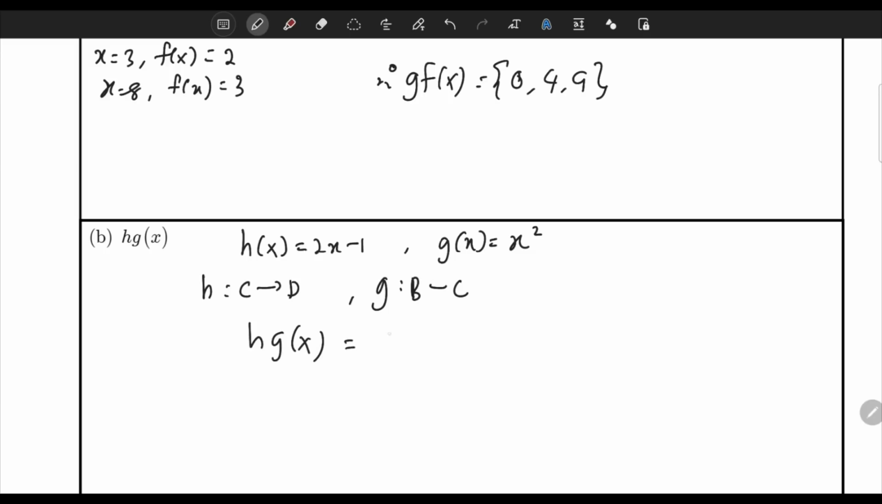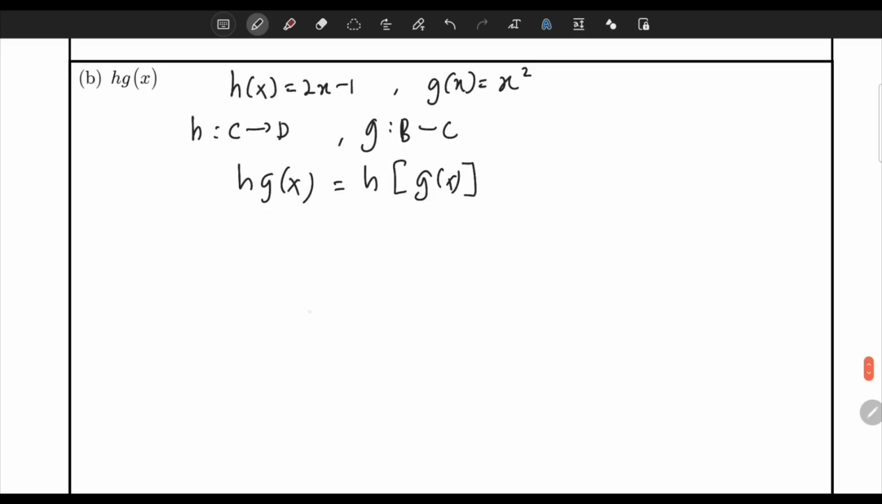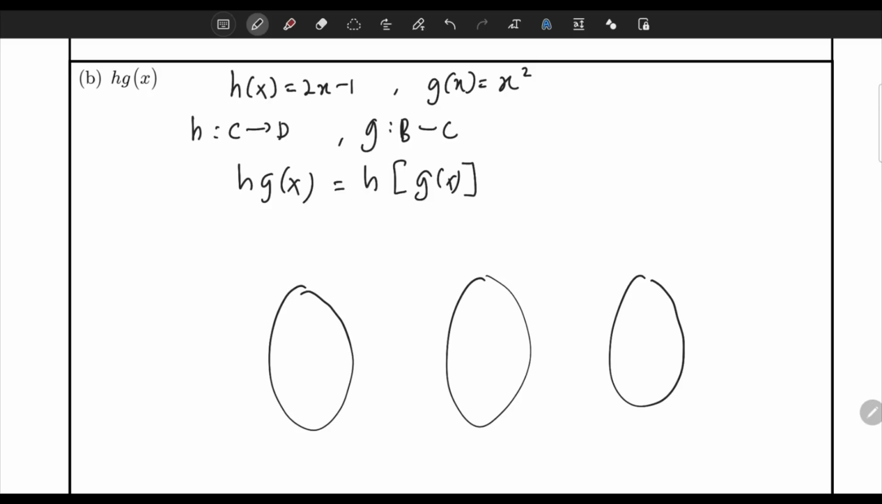hgx, that will be h bracket gx. Okay, let's draw the arrow diagram, the bean. So we have 1, 2, and 3. So this is the first one, which is gx, meaning from B to C. And then we have hx from C to D.